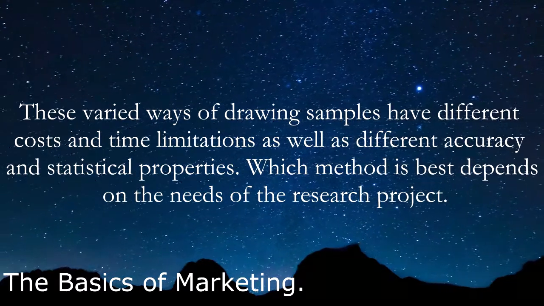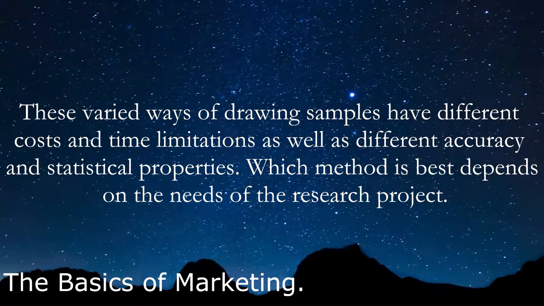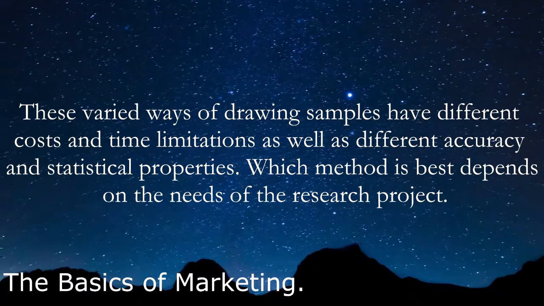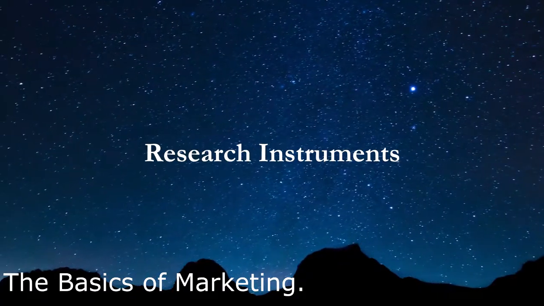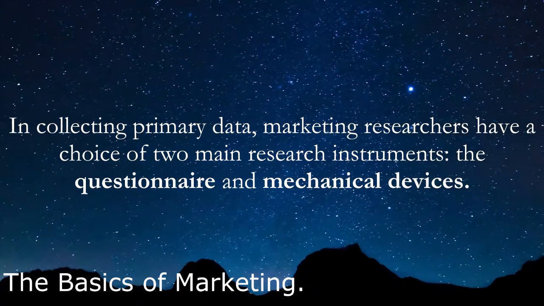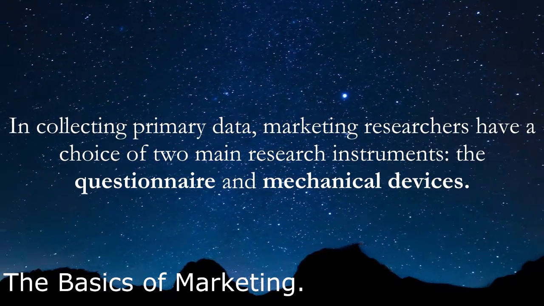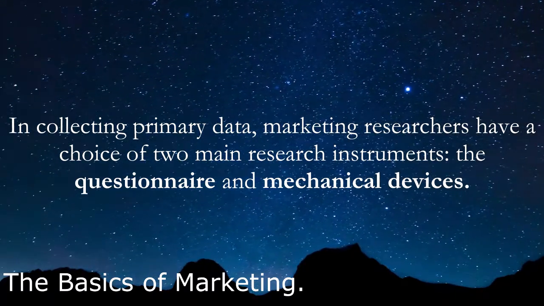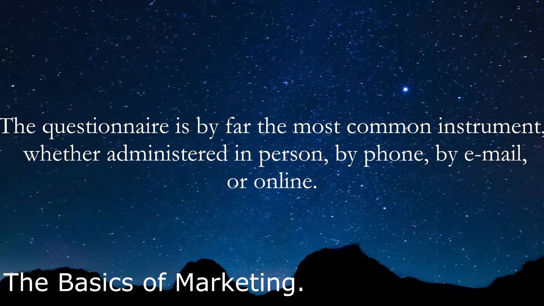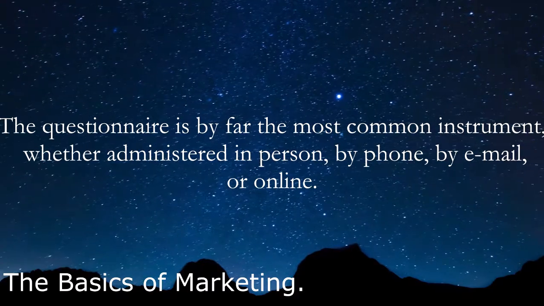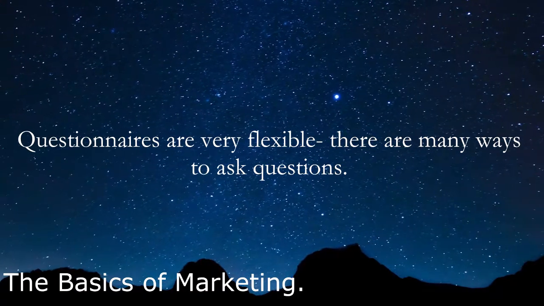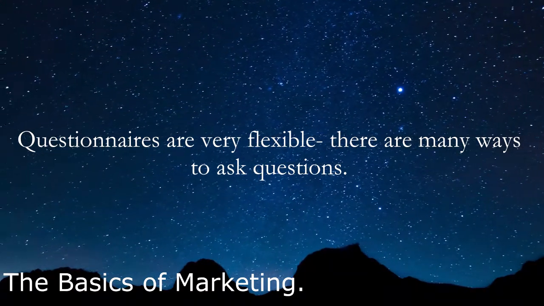Research instruments. In collecting primary data, marketing researchers have a choice of two main research instruments: the questionnaire and mechanical devices. Questionnaires. The questionnaire is by far the most common instrument, whether administered in person, by phone, by email, or online. Questionnaires are very flexible. There are many ways to ask questions. Closed-end questions include all the possible answers, and subjects make choices among them. Examples include multiple choice questions and scale questions.